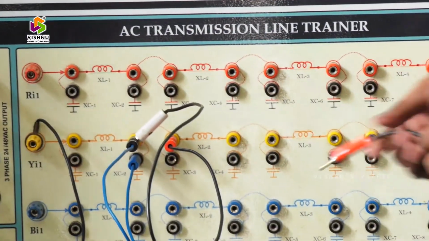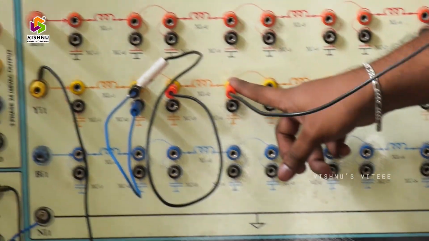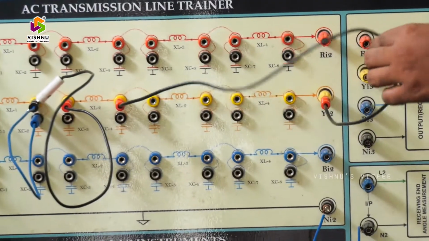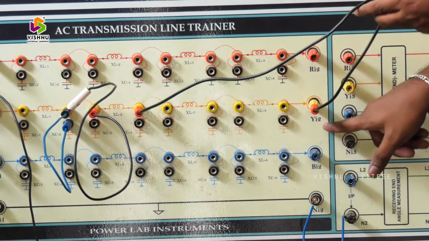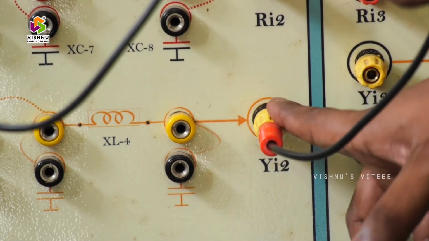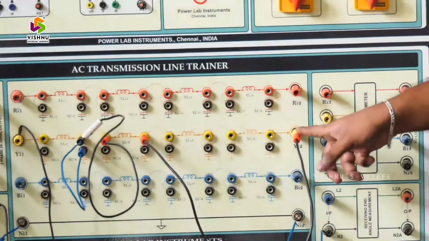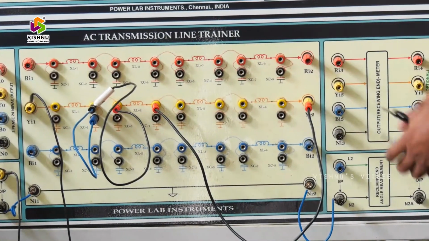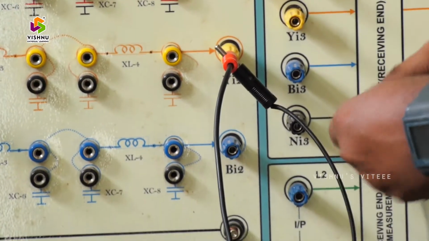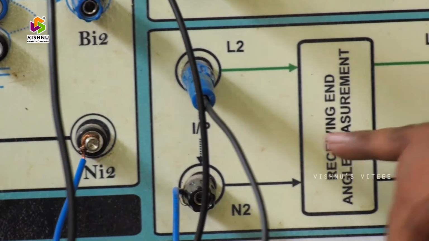From here the transmission network is ended. So, from here we are going to end this transmission network like this. This yi2 represents the resistance R2 in our network. By this point our transmission network has ended. After the transmission network is ended, this receiving end terminal should go to the receiving end measurement block. So, this is the receiving end measurement block.